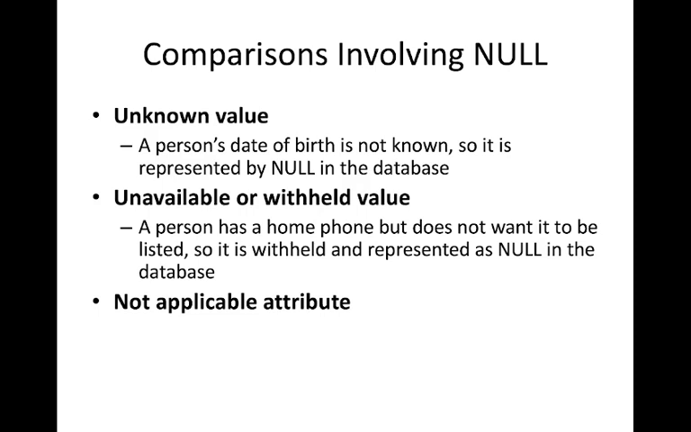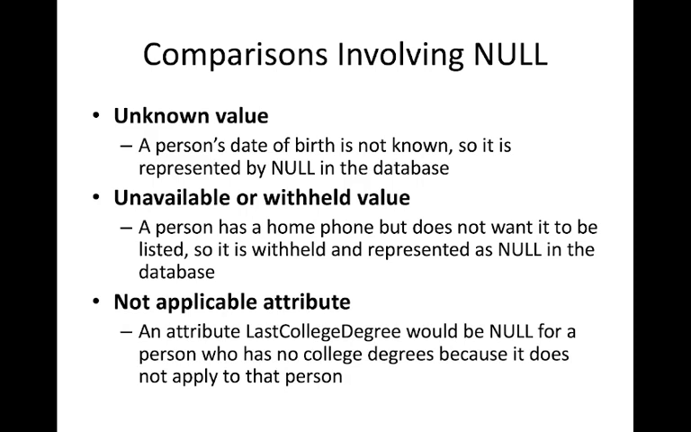Or it may be a not applicable attribute, where we enter a null value in the table. For example, an attribute last college degree would be null for a person who has no college degrees, because it does not apply to that person. So these are the three different cases where null values may be entered in the database. When null values are there in the tables, we may have to compare them with some other value. So what happens when we compare 25 with null? What will be the result?